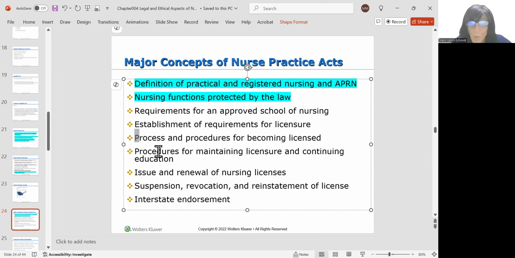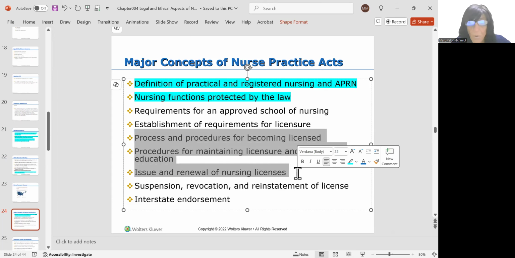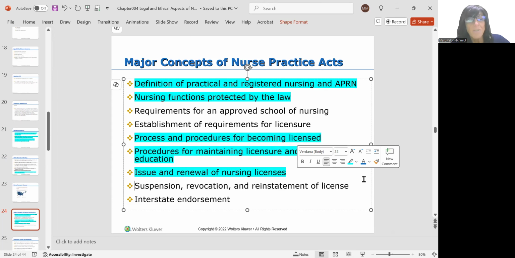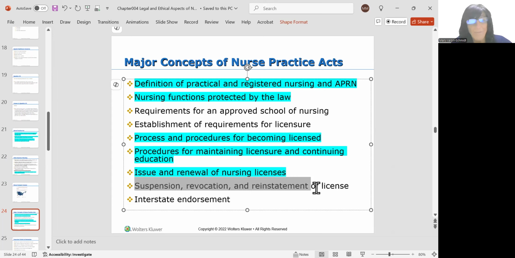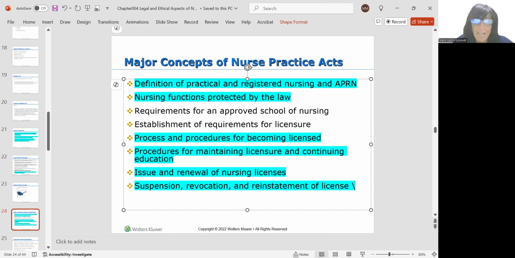It also issues the license and renews the license for us. And it also has the power to suspend, revoke, and reinstate the license. So that's important to know. And there are certain rules that have to be followed, or you might not have a license. And this interstate endorsement, I'm just getting rid of that because that's not accurate.